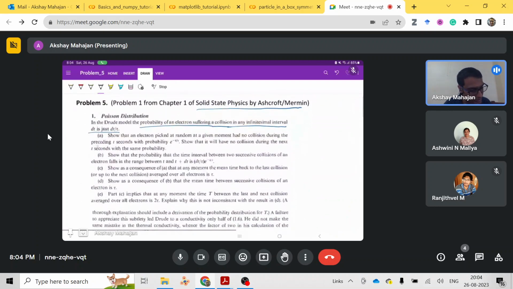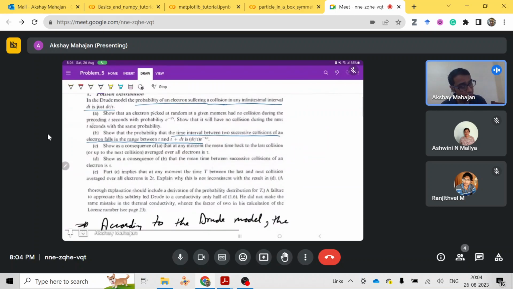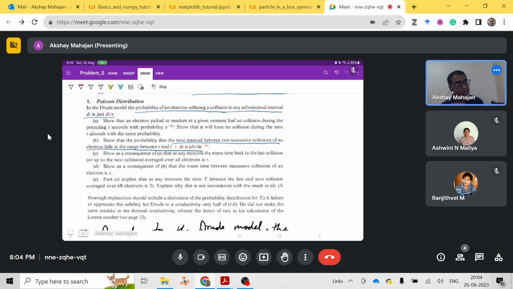Now part B is, I hope you can see part B: show that the probability that the time interval between two successive collisions of an electron falls in the range t and t plus dt is this. So first we found in part A that if we pick any time t, the probability that there was no collision from 0 to t was e to the power minus t by tau.